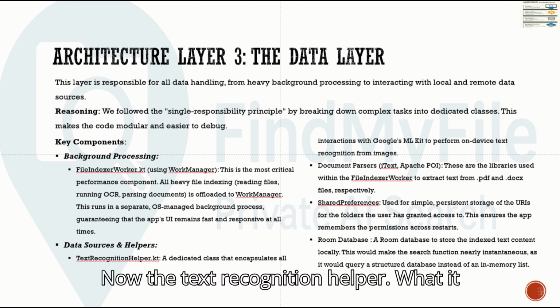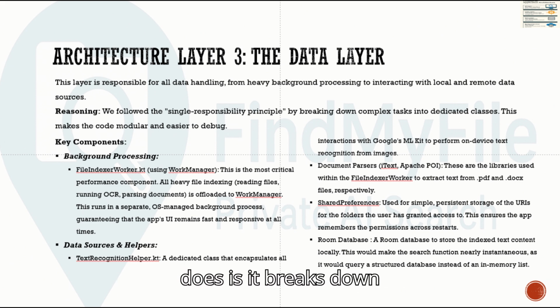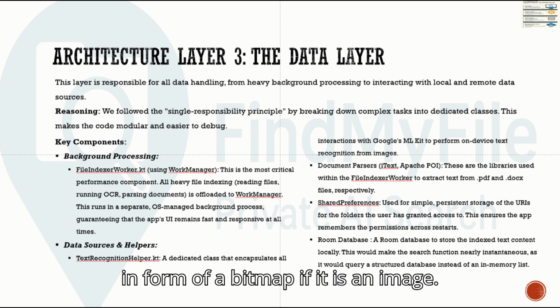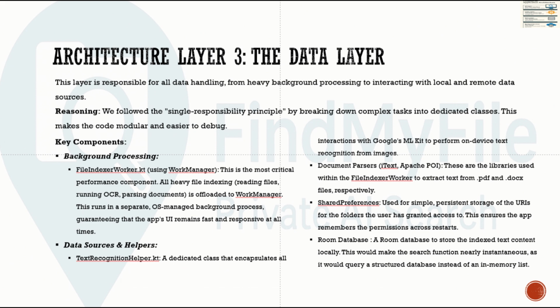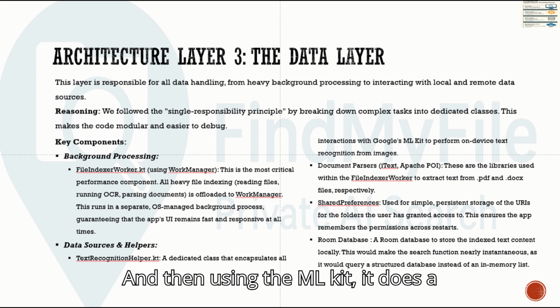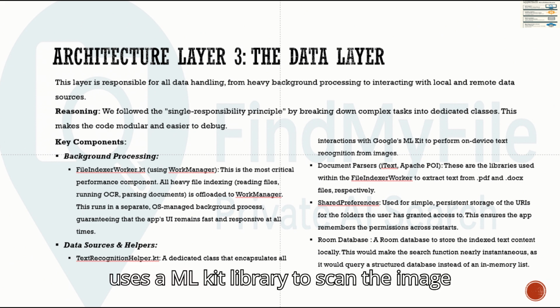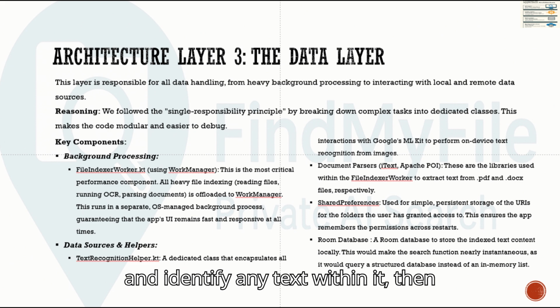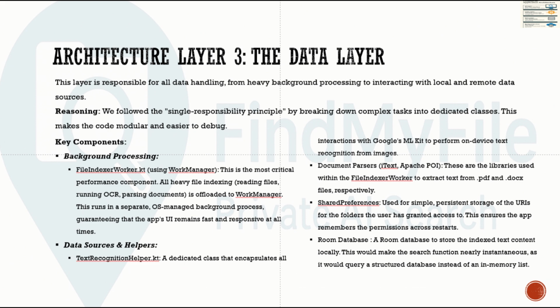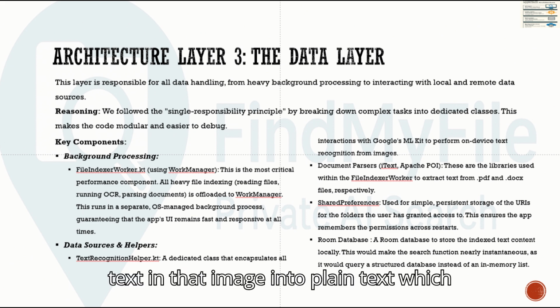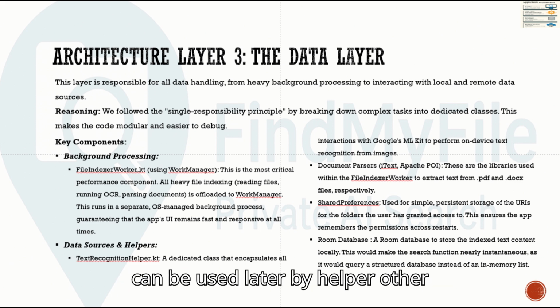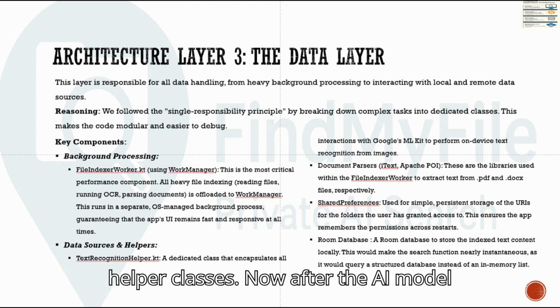Now, the text recognition helper breaks down images and files as input, in the form of a bitmap if it is an image, and then uses the ML Kit library to scan the image and identify any text within it. It then processes and converts the text in that image into plain text, which can be used later by other helper classes.